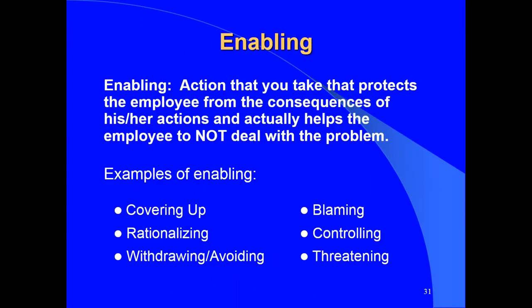Now, we do see a common phenomenon of enabling amongst supervisors, and this tends to be sometimes supervisors, particularly if they've had a long time relationship with employees, they may fall into this trap, and sometimes they do it intentionally and unintentionally in terms of substance abuse. Enabling is an action that you take that protects the employee from the consequences of their actions and actually helps the employee to not deal with the problem. And examples would be covering up, rationalizing, withdrawing, avoiding, blaming, controlling, threatening. So they would want to be very careful about that.